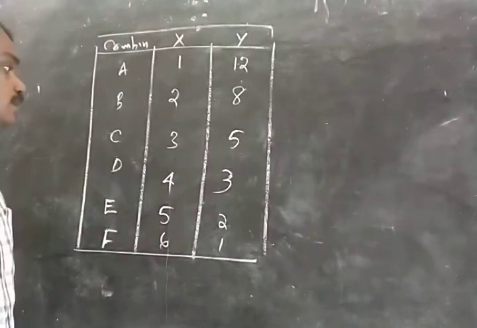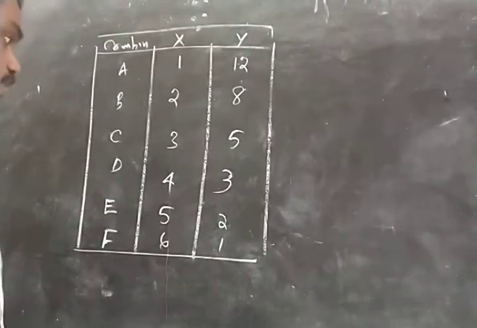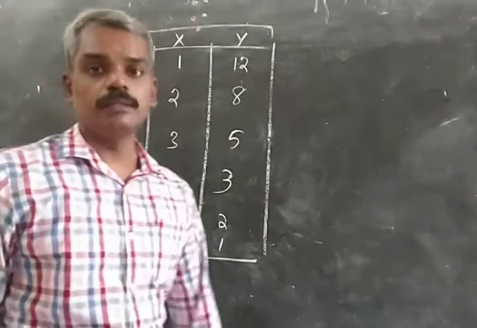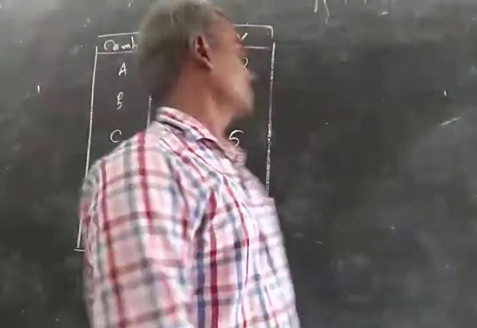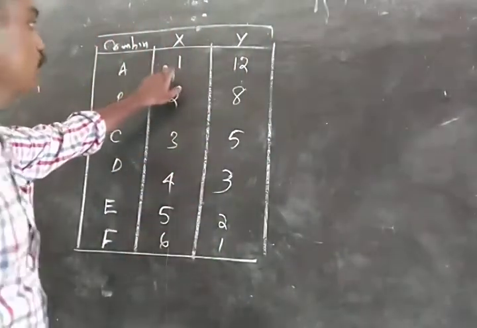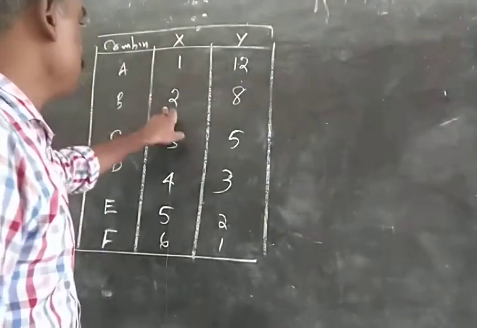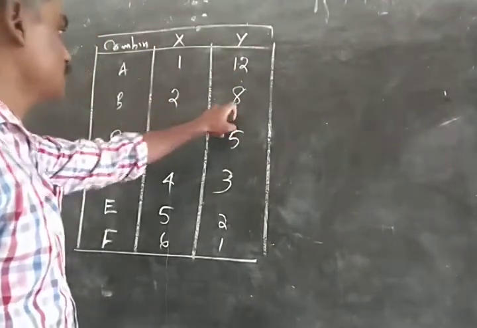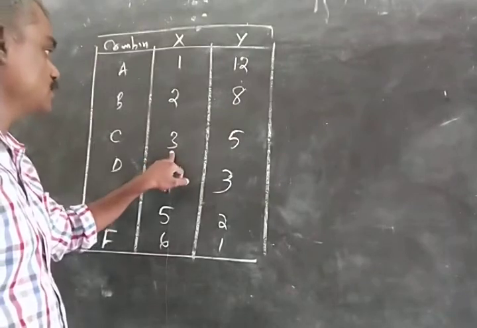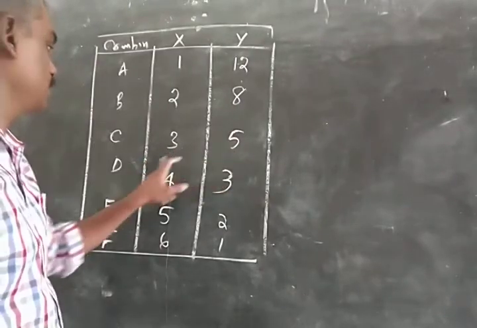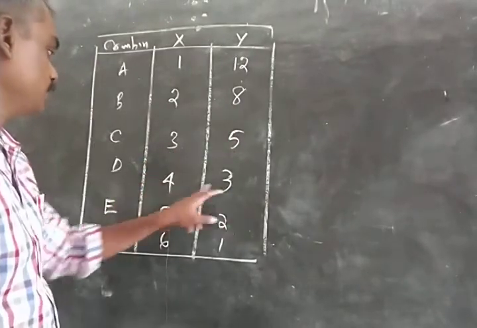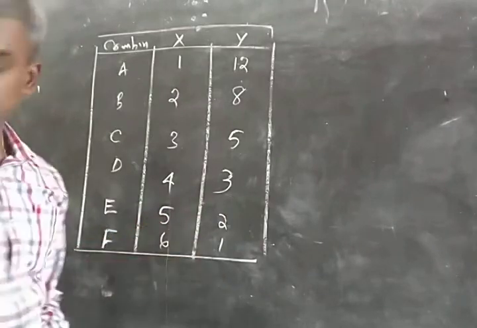Okay, so these are the combinations that the consumer is consuming. In the first case, he is consuming 1 unit of X and 12 units of Y. In the second combination, he is consuming 2 units of X and 8 units of Y. In combination C, 3X and 5Y. Combination D, 4X and 3Y. Combination E, 5X and 2Y.